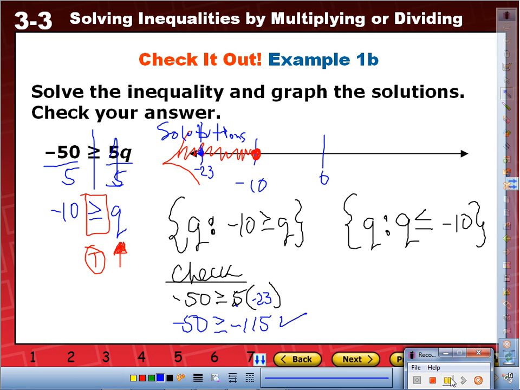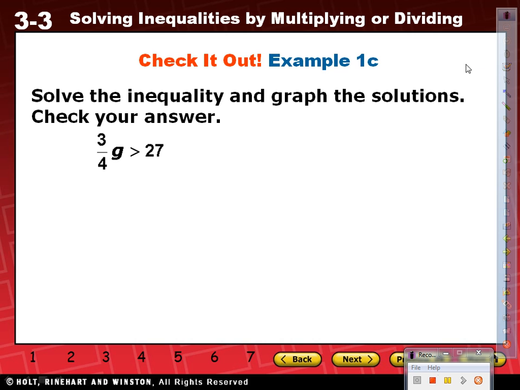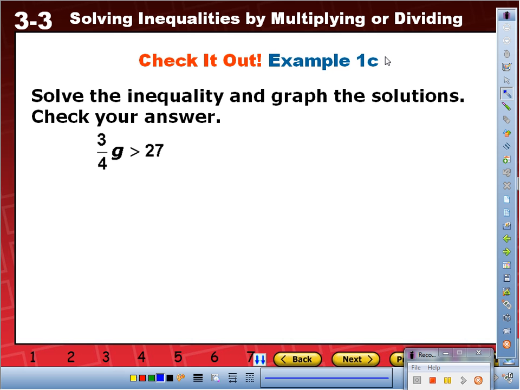Copy this next one down. Example 1C. It says 3/4 G greater than 27. Here we go. Let's do this one together.